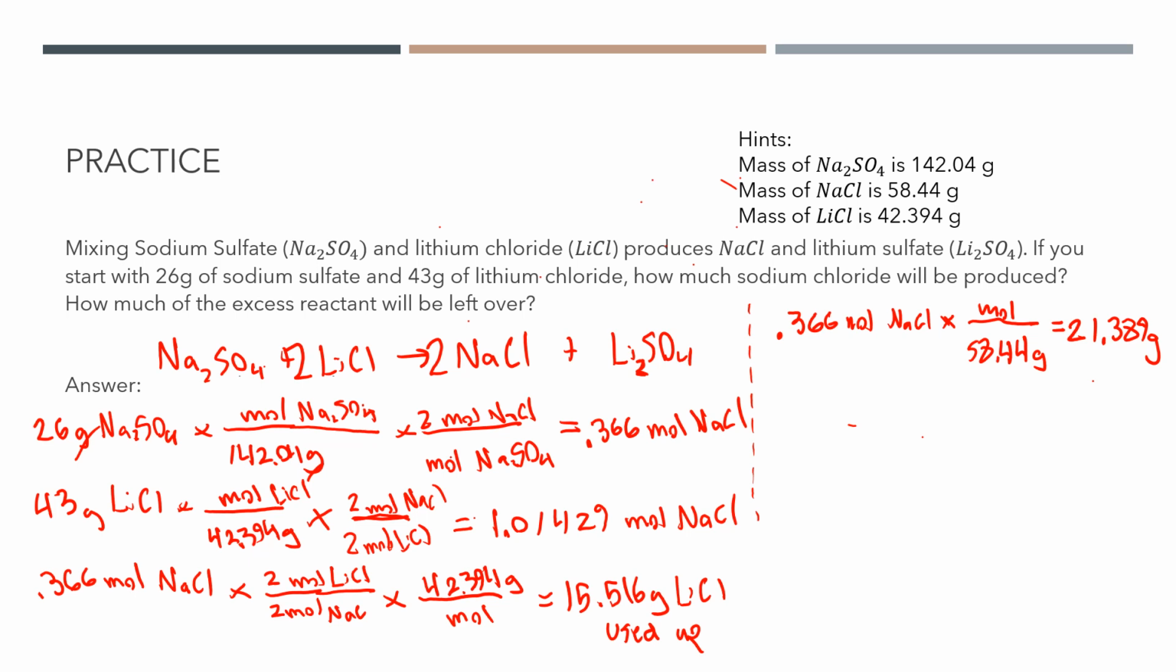We know how much we're starting with. We're starting with 43 grams of lithium chloride. If we subtract 15.516, which is how much we used up, then we are left with, so what does that get us? That gets us 27.5-ish grams. And I'm going to write remaining right there.